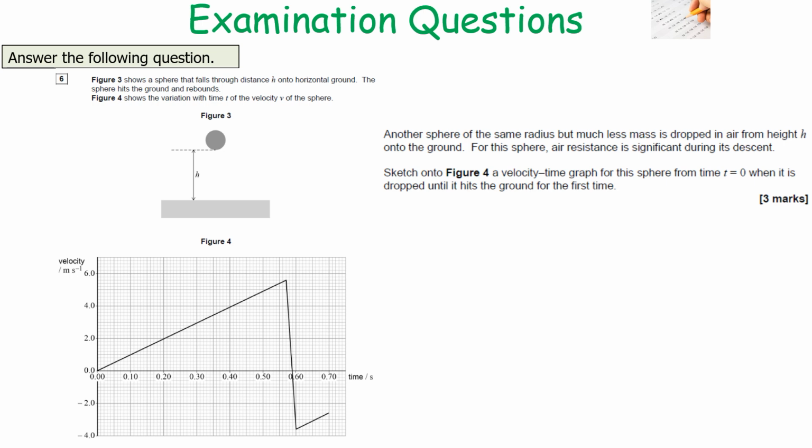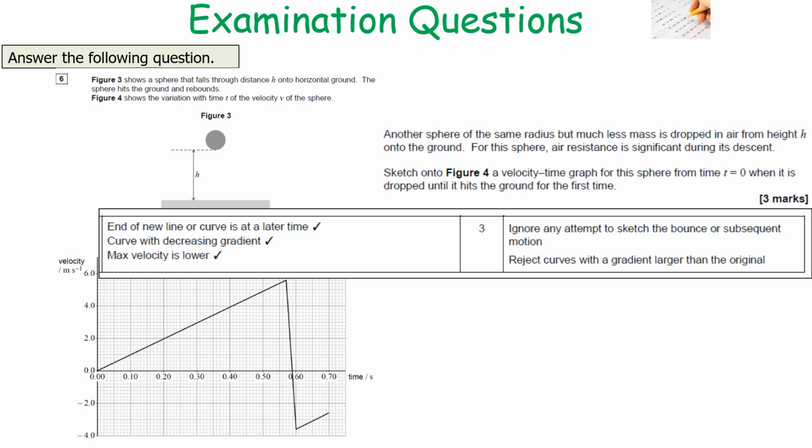Right, so how do you answer this particular question? Well, you've got to understand that the end of the new line or curve is at a later time, because it's obviously undergone air resistance during its descent, so it's not going to hit the ground as quickly. And also the gradient is going to be curving now, and not a straight line, because you've got to think of the factor of air resistance.